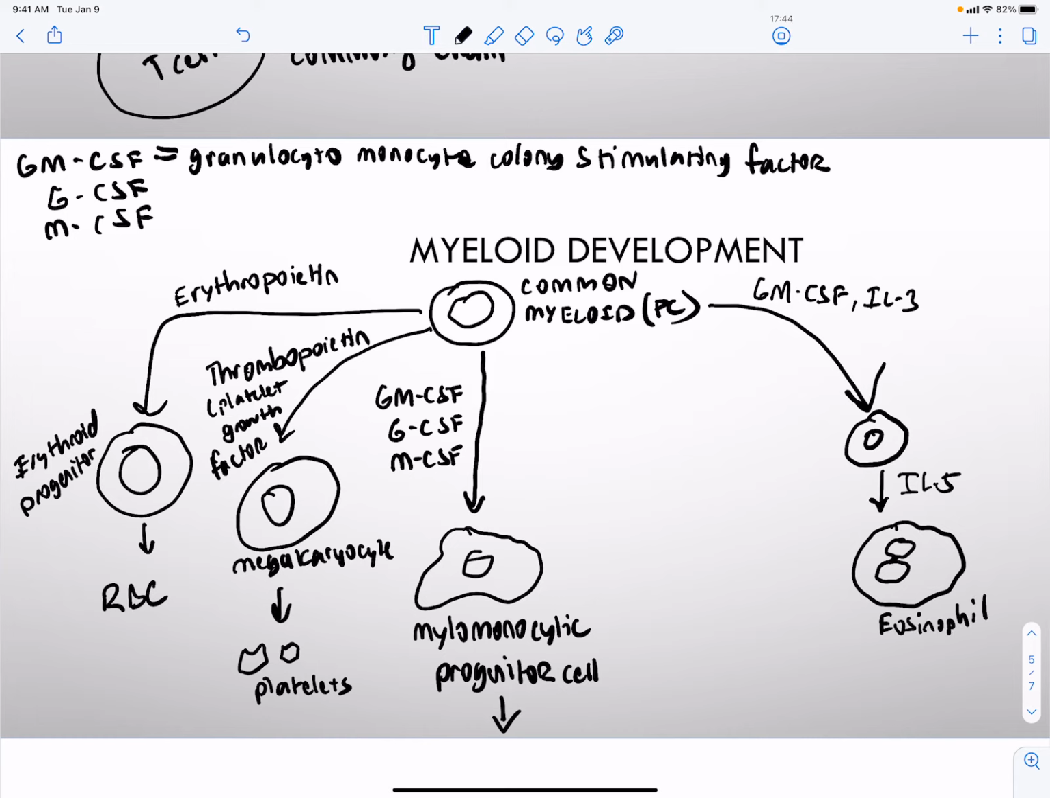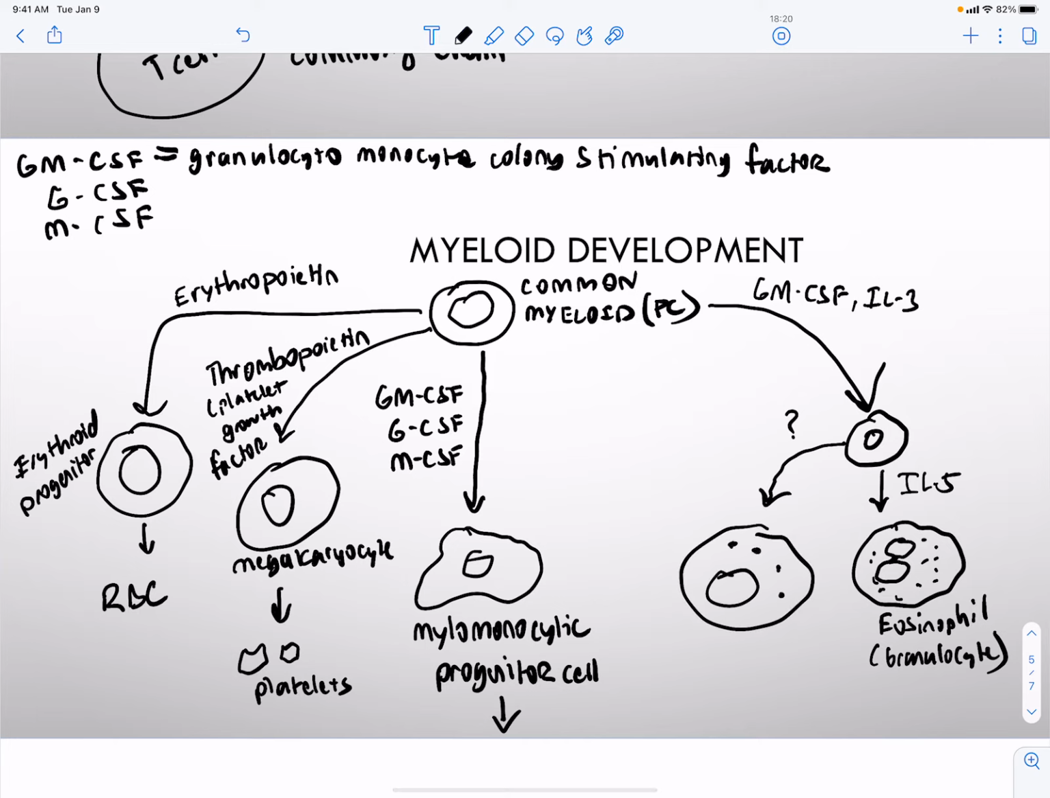And so this is a granulocyte, and they're going to have granules. And if you have GM-CSF and IL-3, by something else, not sure what it is, you get a mast cell. And these have big granules.